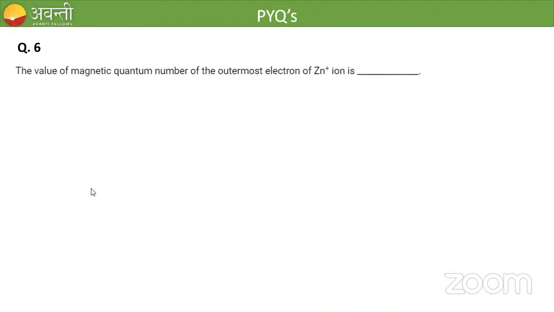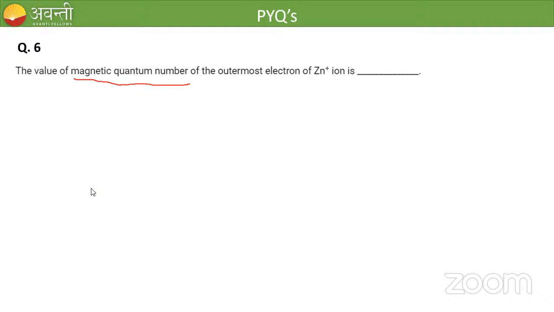The value of the magnetic quantum number of the outermost electron of zinc plus ion is. This question is related to the magnetic quantum number. You might have studied about it in your class 11 atomic structure lesson. You can recollect that and find out the answer. The outermost electron of zinc plus ion.